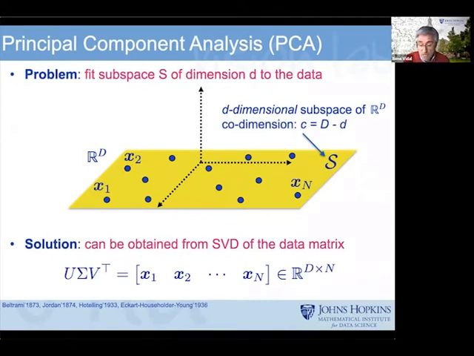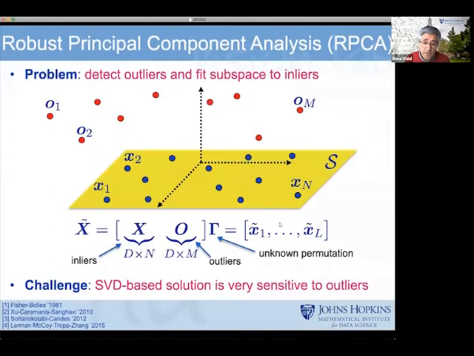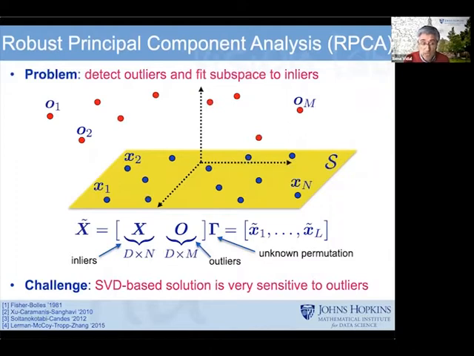And we know that when the data points are noiseless, and there are no outliers, this problem can be solved simply by computing the singular value decomposition of the data. The left singular vectors give a basis for the subspace, and the number of non-zero singular values gives the dimension of the subspace. In practice, however, data sets are not as clean, and so it's often the case that data are corrupted by both noise and outliers. Outliers here are assumed to be just points that are far from the subspace, illustrated here by the red points.